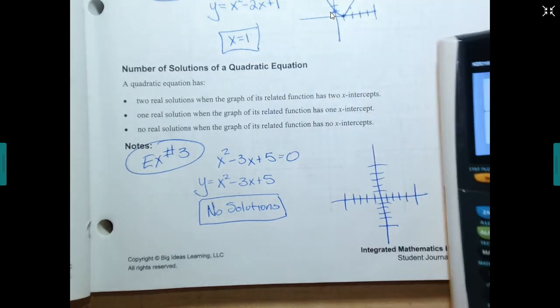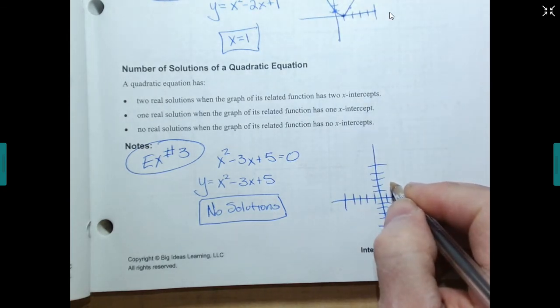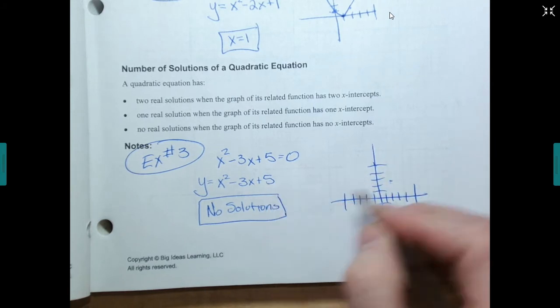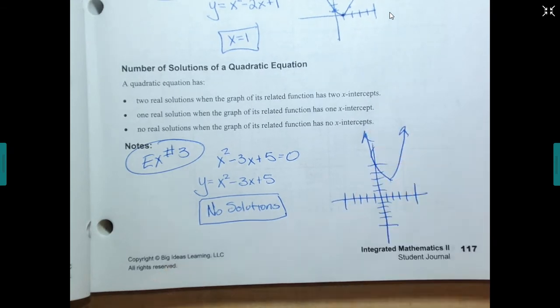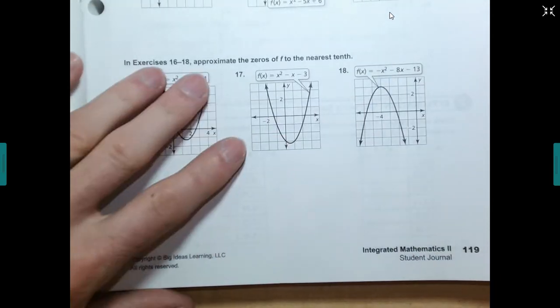No solutions. Now, can we graph it? Well, sure we can. It's up here. The y-intercept is 5. So it goes something like that, but there are no solutions. All right. That is your lesson for today.